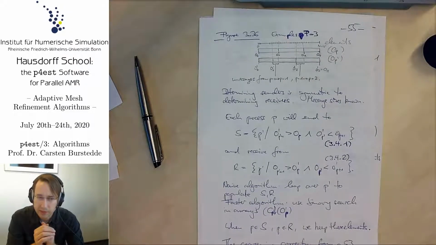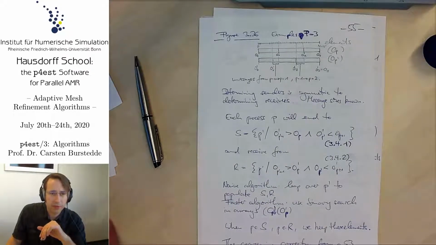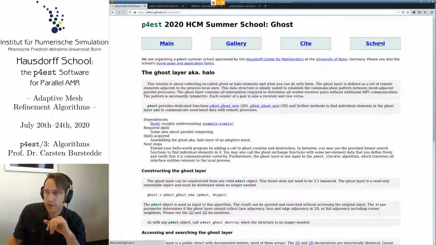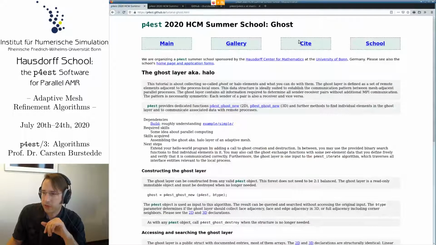So what is missing still is how you would inform your numerical code on parallel neighbors, I would think, right? So we do have the ghost layer structure in p4est. If you want to learn more about that, I would recommend to go through the according tutorial. In the school webpage, we can go to the ghost tutorial here.